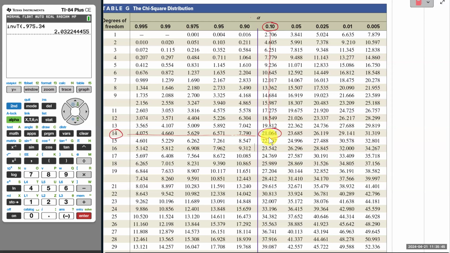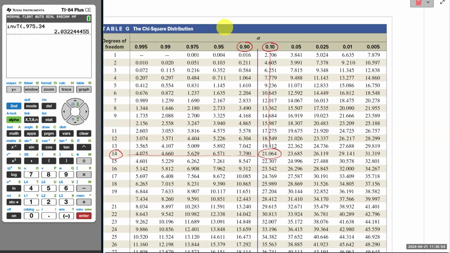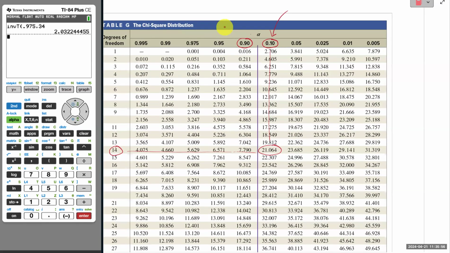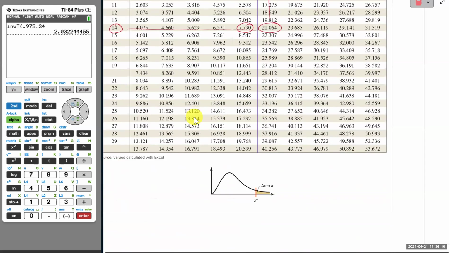All right, versus looking up the 1 minus alpha over 2 value, 0.90 is what we got there. So I'm just going to point here. So that was my value for alpha over 2. And this one is my value for 1 minus alpha over 2. And that value on the left side of the table will be your chi-square left value. So 7.790.